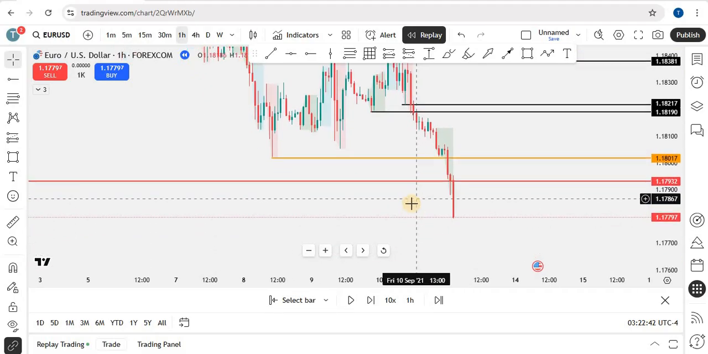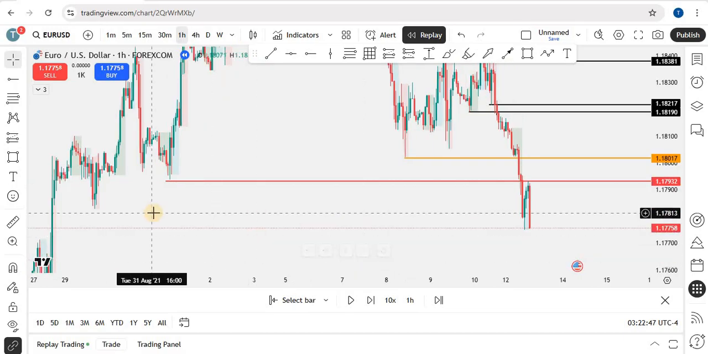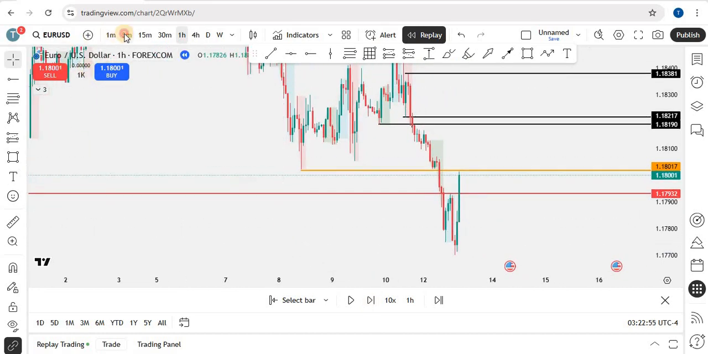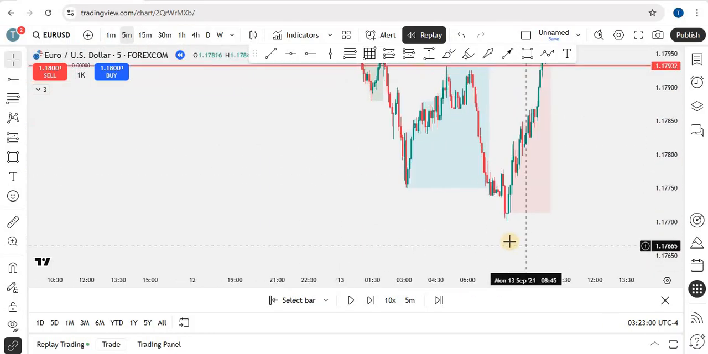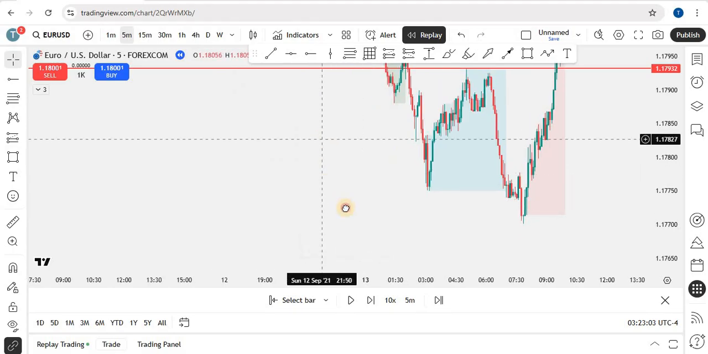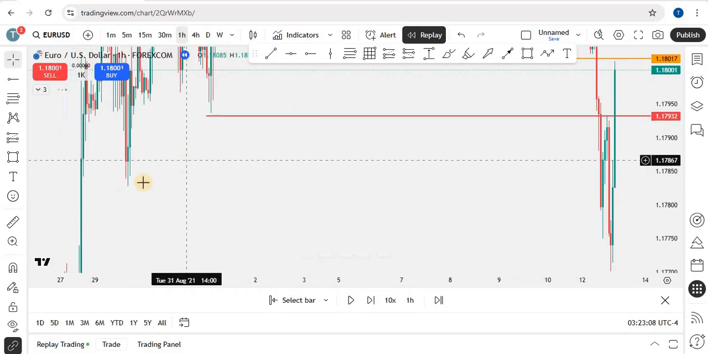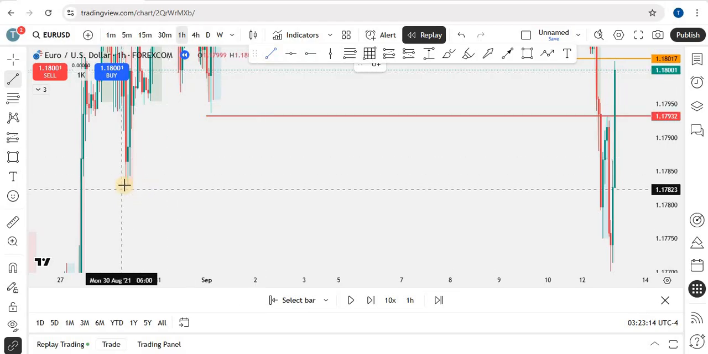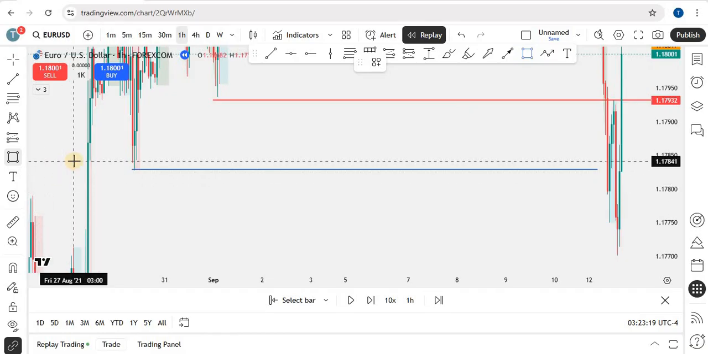Okay, we took these lows, we took the liquidities, all highs, if you see, all lows here. Okay, we take it now. You can see we tap in the FVG.